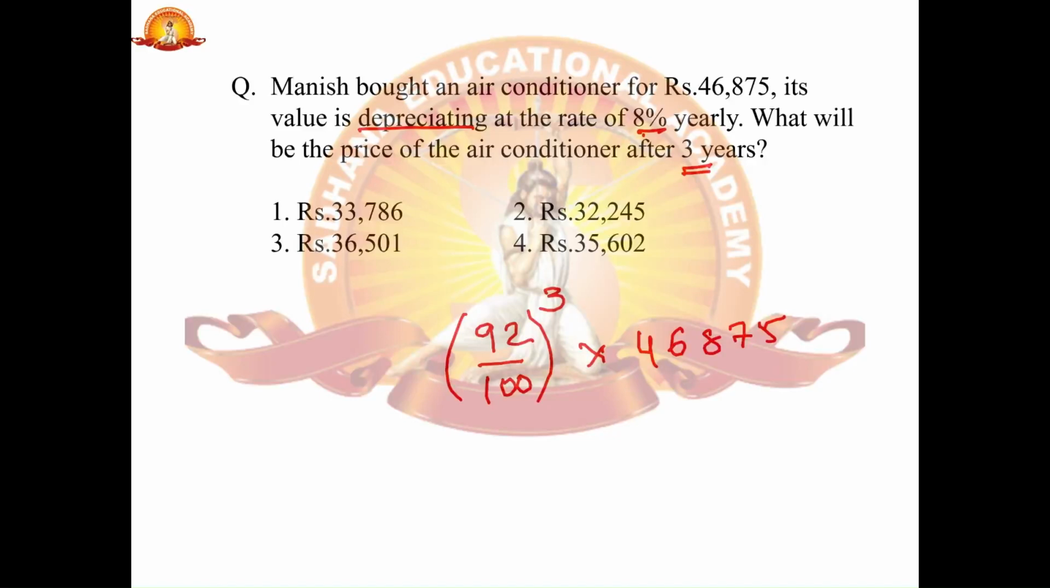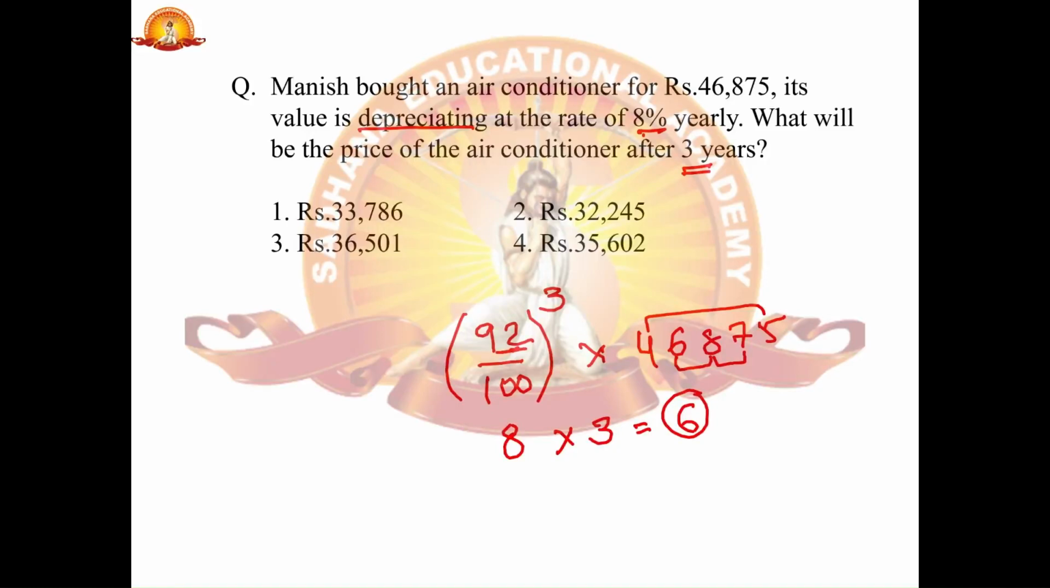So, applying digital root, I am taking 92, digital root is 2. 2 cube is 8, into the digital root of 46,875: 4 plus 5, 9, 0. 6 plus 8, 14. 14 plus 7, 21. 21 means 3. So 8 into 3, 24. 24 means 6. So our answer is expected to have digital root 6.